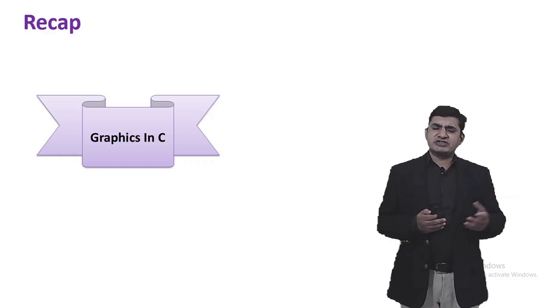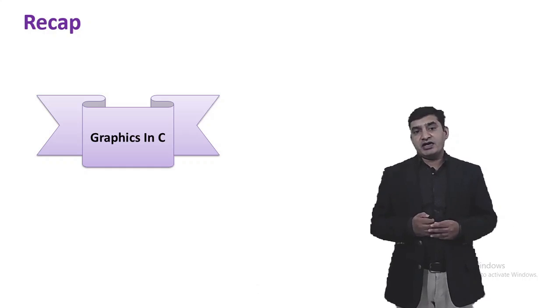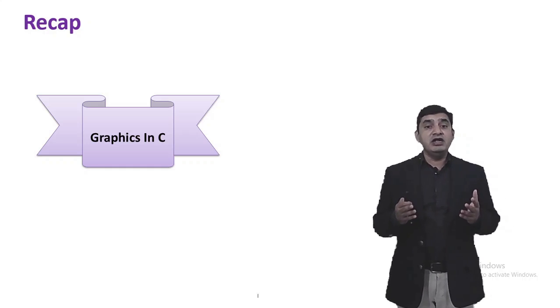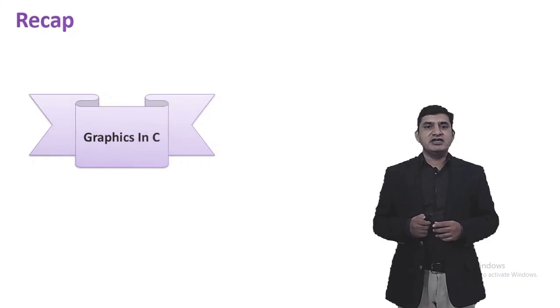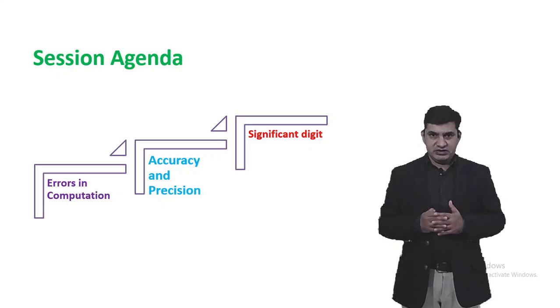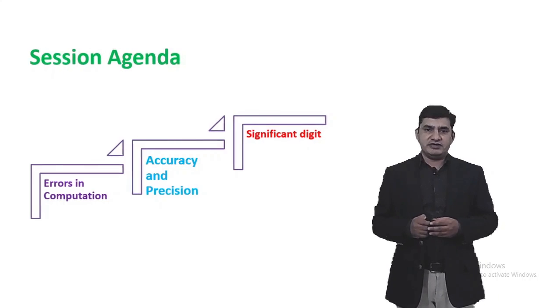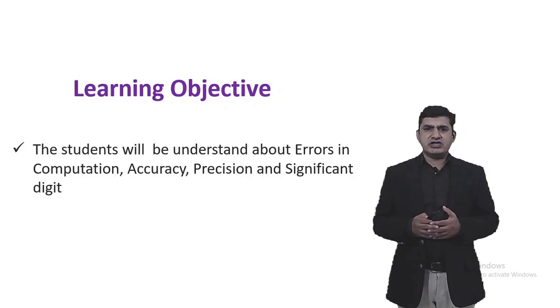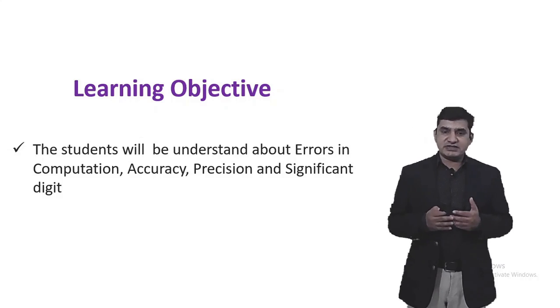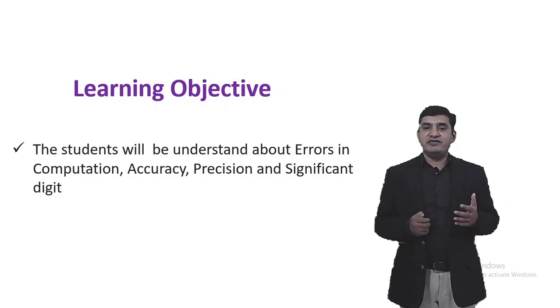In the previous lecture, we also discussed a program to draw a simple cubic structure and a C program to draw the Miller indices of the 111 plane. Friends, in this lecture, we will see what is error in computation, what is accuracy and precision, and what is a significant figure. After attending this lecture, students will understand error in computational physics, accuracy, precision and significant digits.